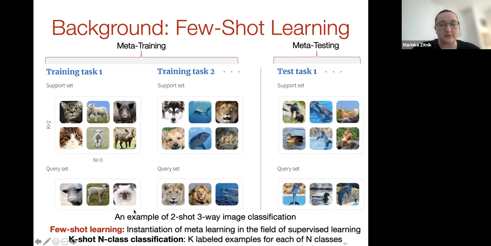So in particular, what I'm showing here is an example of a two-shot, three-way image classification problem, where the machine learning model would be trained in such a way that it can classify images into classes by only seeing a handful of images of a certain label. So in the case of two-shot, three-way image classification, we would only have two shots, meaning two examples of each class available, and that's the labeled information, the amount of labeled information the model could use.